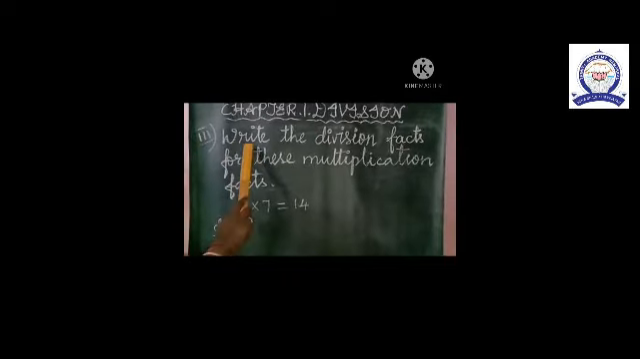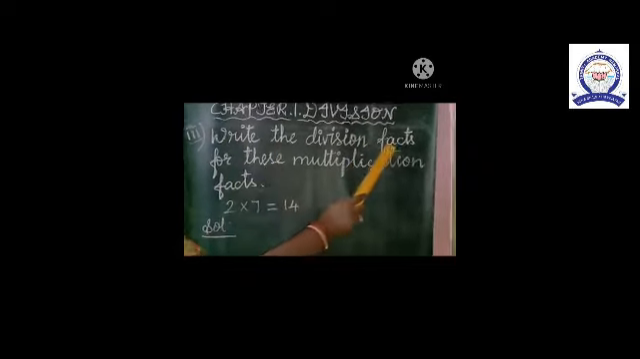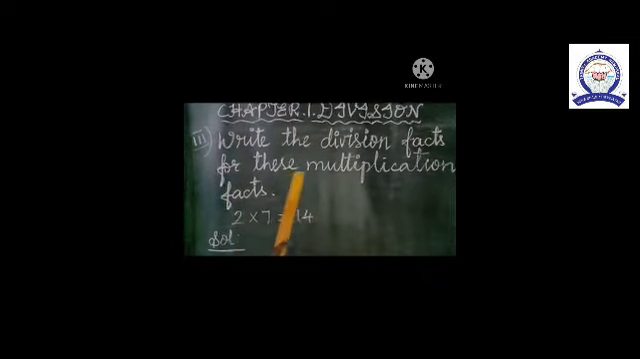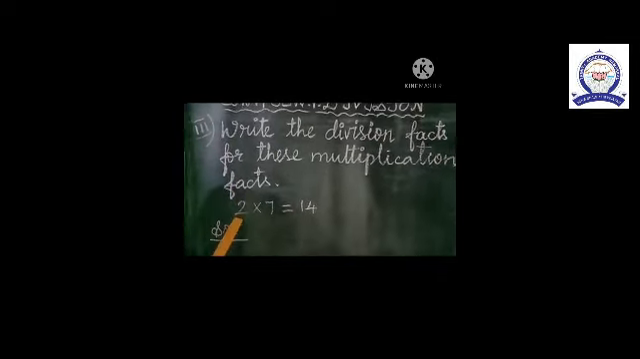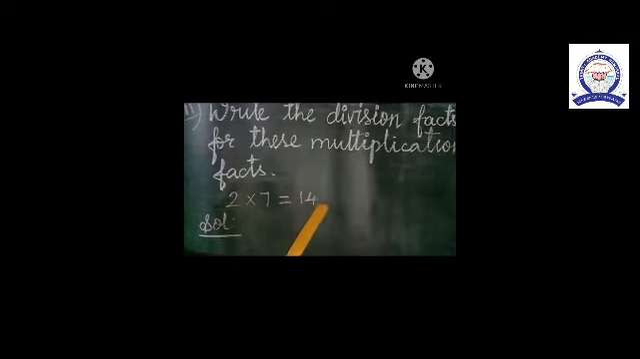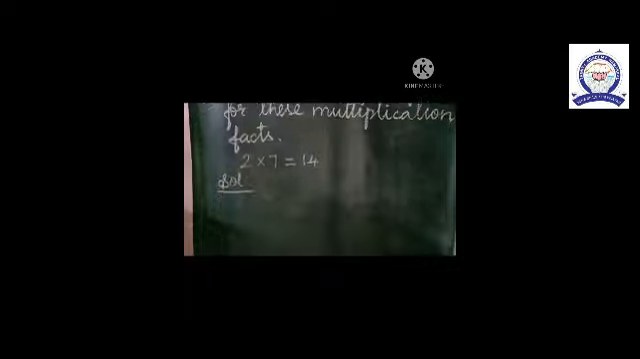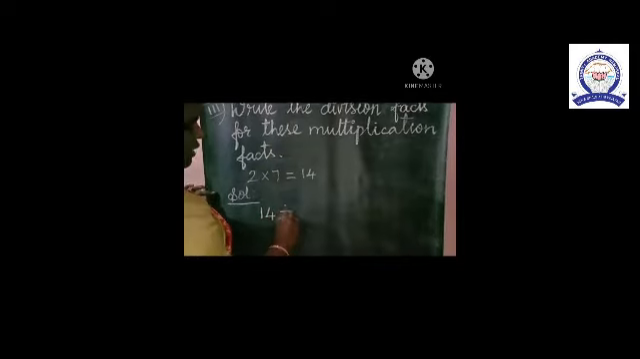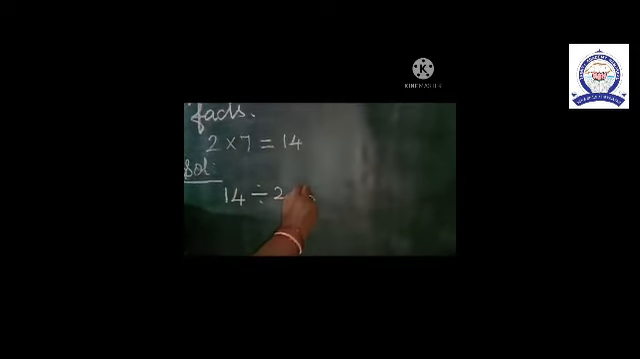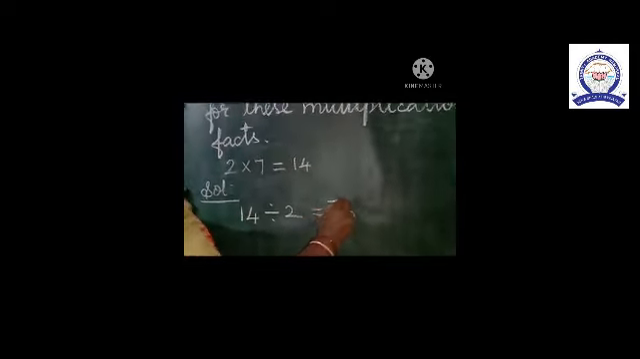Next, children, write the division facts for these multiplication facts. I read again, children. Write the division facts for these multiplication facts. What is the given sum? 2 into 7 equal to 14. 2 sevens are 14. You write the division facts. 14 divided by 2 equal to 7.